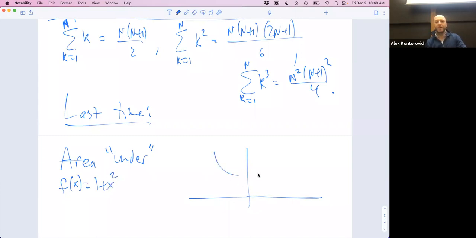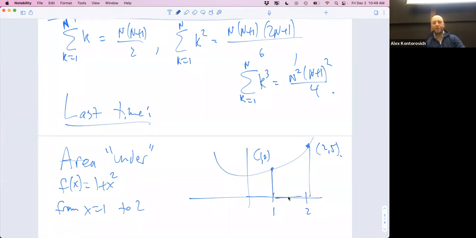So here's 1 plus x squared. And we were looking at this from x equals 1 to 2. So here's 1 and here's 2. At 1, the value of the function is 2. At 2, the value of the function is 5. Okay, we're going to try to figure out this area. So this is the area that we're interested in.